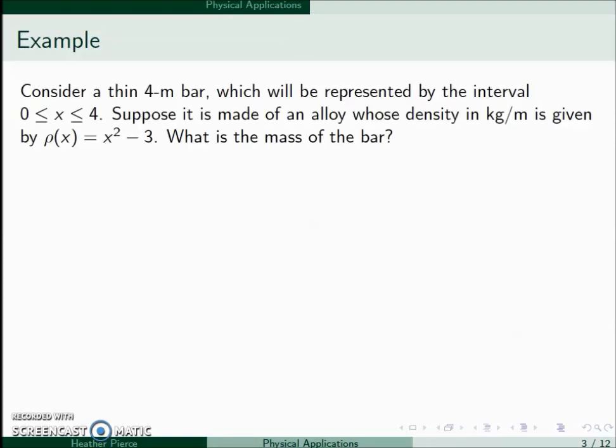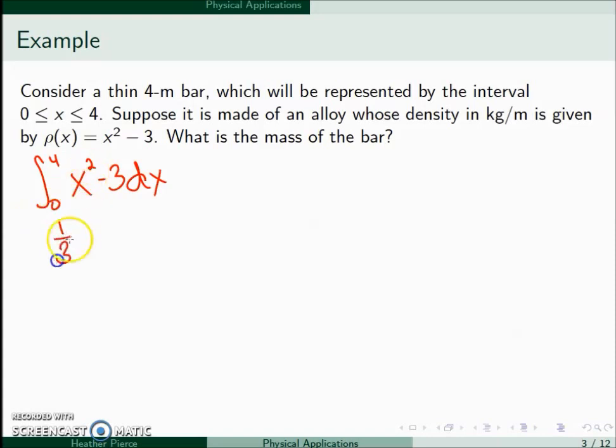So let's consider a thin 4-meter bar. So this will be represented by the interval from 0 to 4. We'll suppose it's made of an alloy whose density is given by x squared minus 3. So let's find the mass. So this is the integral from 0 to 4 of the density function, x squared minus 3 dx.